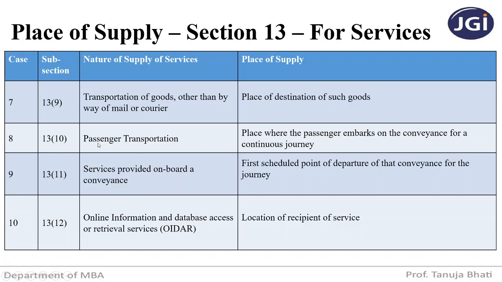Case number 8. Where the supply of services is passenger transportation, the place of supply will be the place where that passenger embarks on the conveyance for a continuous journey. Case number 9. Where the services are provided on board a conveyance, then the place of supply is the first scheduled point of departure of that conveyance for the journey.